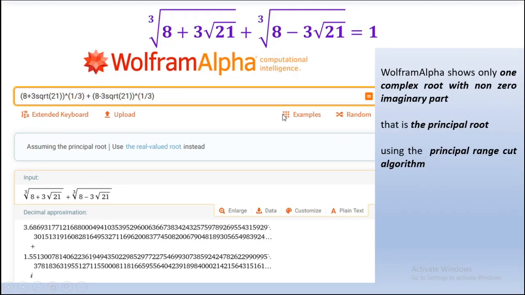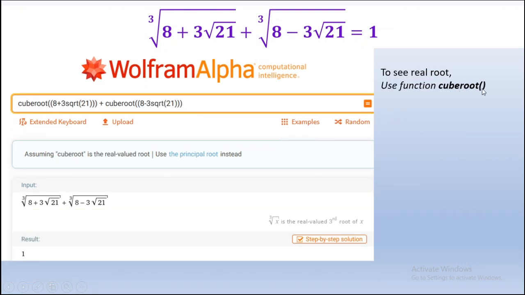In some software like Wolfram Alpha, if we enter this simplification question in the computer, they give a very complicated answer, a complex root with non-zero imaginary part, and they give only one root, whereas this should have 3 roots. So where is the problem? Actually, software like Wolfram Alpha is showing only the principal root of this given expression by using the principal range cut algorithm. To see all the 3 roots in software like this, we use the cube root function. The cube root function, when applied with this question, will give the result as 1.